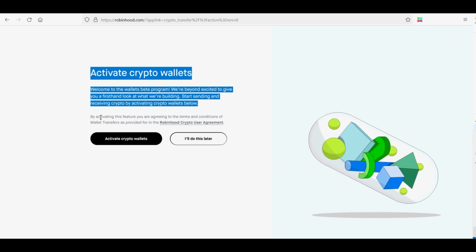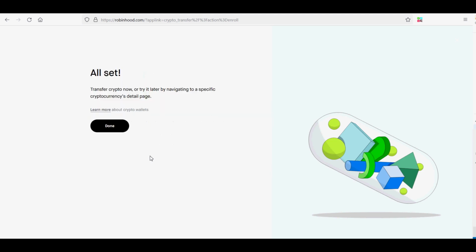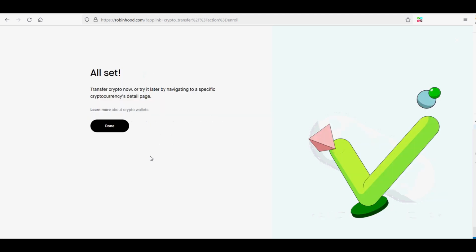Fifth, here is how to send crypto from your Robinhood crypto account. Whether this is your first time transacting on the blockchain or your 100th, here's some helpful info. In mobile Robinhood crypto wallet, navigate to the cryptocurrency's detail page, tap send, enter the amount you'd like to send, paste the wallet address you'd like to send to, tap review, tap submit. In web Robinhood crypto wallet, navigate to the cryptocurrency's detail page, click send, enter the amount you'd like to send, paste the wallet address you'd like to send to, click review, click submit.